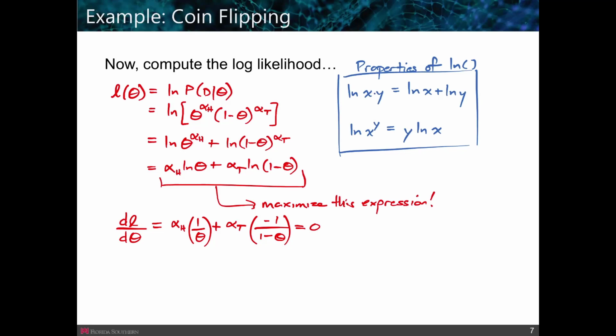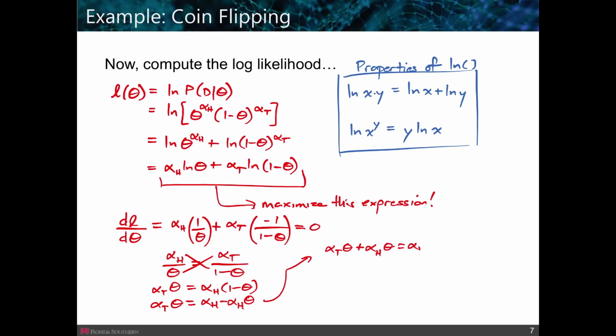So the goal here is now to solve for theta. I can move some terms to the other side. Then we can cross multiply, distributing the alpha h in, moving the alpha h theta to the left side, combining those terms, and then dividing both sides by that term in parentheses gives us the final estimate.